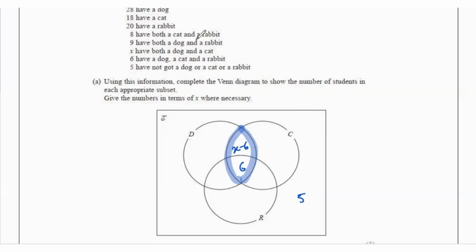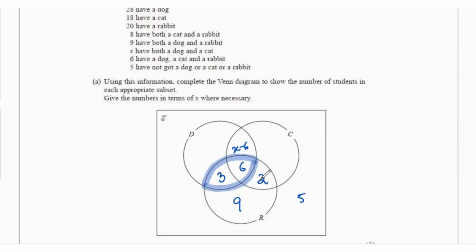The 9 have both a dog and a rabbit. So same concept over here. 9 are both dog and rabbit, so all of this is 9, which means this is going to be 3 because 6 is already given. Then 8 have both a cat and a rabbit, so that's going to be 2 over here. 20 have a rabbit. So 6 plus 2 is 8, 8 plus 3 is 11. So if the total for rabbit is 20, this is going to be 9.